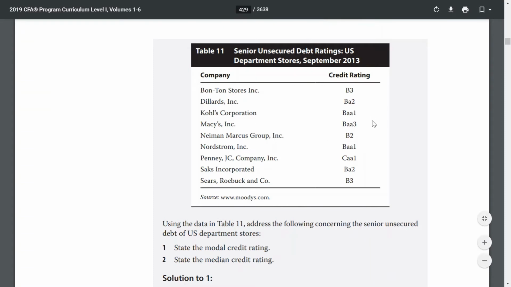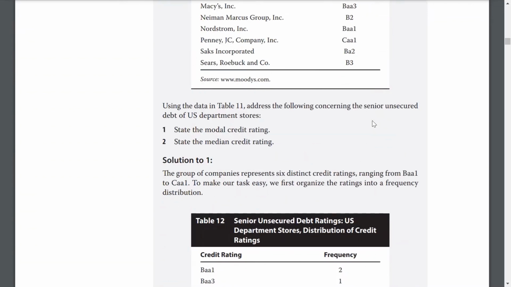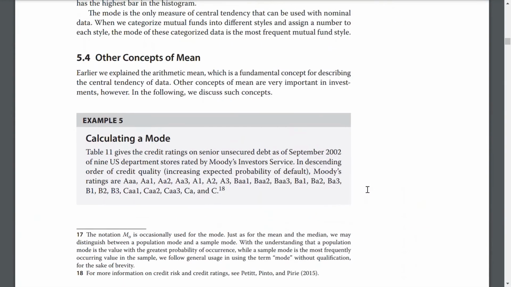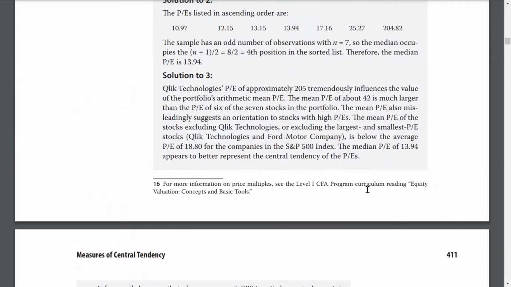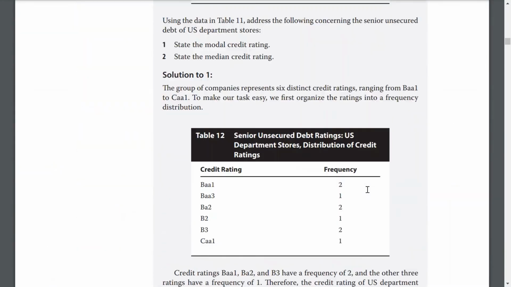Using the data in Table 11, address the following concerning the senior unsecured debt of the U.S. department stores. 1. State the modal credit rating. 2. State the median credit rating. Okay. Solution to 1. So the median is just the middle value, and the mode is, what is the mode? I don't know what the mode is. That's so weird. Okay, solution to 1. So what is the modal credit rating?